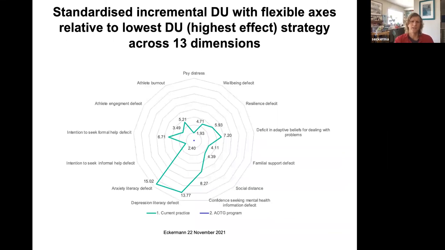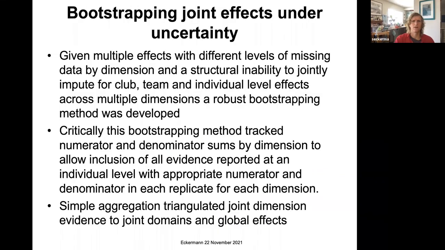When we do that, here they are on the cost disutility plane, but here as a radar plot. So we've got all 13 dimensions and we're still trying to minimize disutility here. So all the effects from a disutility perspective we're trying to minimize. Now it turns out the AOTG was best on every single one of the dimensions, and indeed that means domains as well. So it's at the origin in the comparison with usual practice, and this is a pre-post adjusted analysis. We're trying to minimize cost and disutility, and it turns out it's better on every single one of those things.